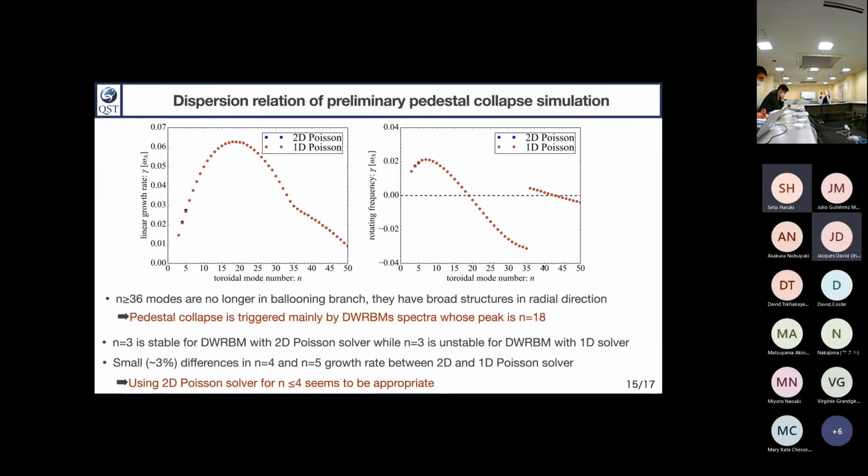And this slide summarizes the initial dispersion relation of this simulation setup, and the n equal 80 mode is the most unstable mode in this parameter. It should be noted that growth rates calculated with and without the flux-ordering assumption agreed well for n equal 4 and n equal 5 modes here, which means that using the 2D Poisson solver for modes less than or equal to n equal 4 seems to be appropriate.